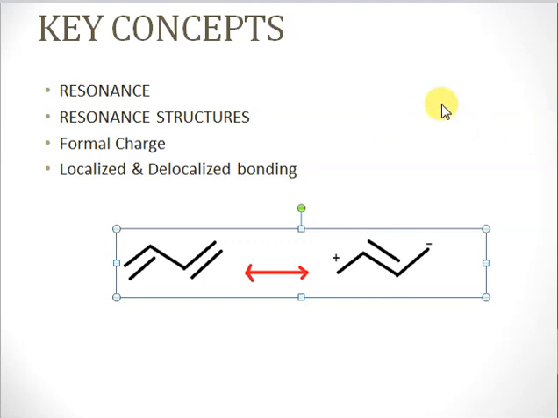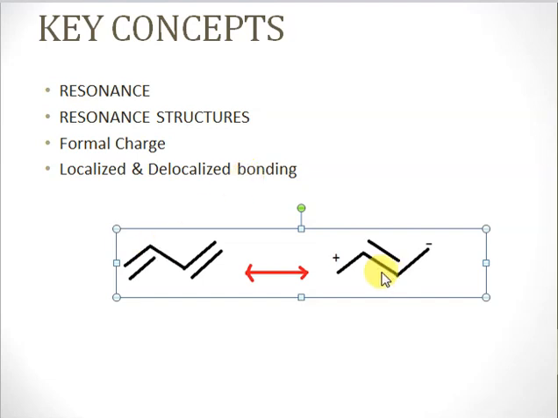So it means that in this specific case, this structure of butadiene and this structure, both of these are not the actual structure, but they are known as the resonance structures, and we may also call them the canonical forms. We may also call them contributing structures, right?